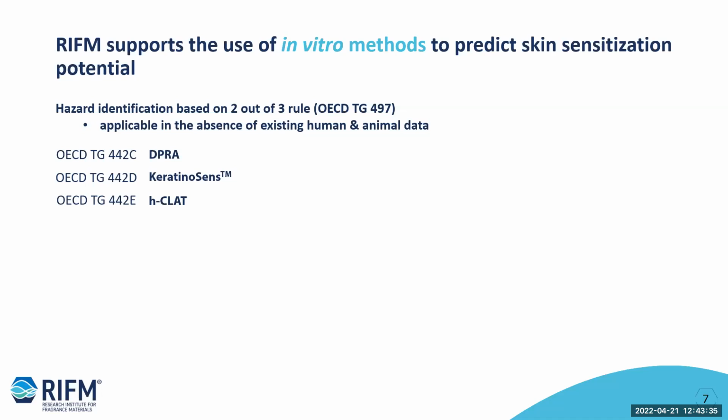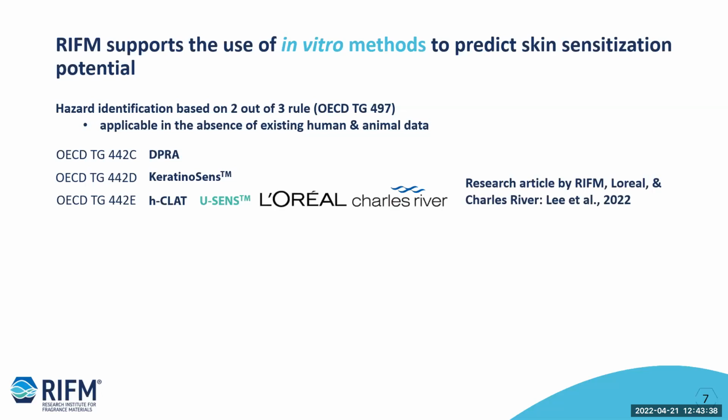We recently evaluated U-SENS data on 67 fragrance materials and found that this assay performs very similarly to h-CLAT, and that we could use U-SENS in place of h-CLAT in hazard identification, applying the 2 out of 3 rule. So we use the available data that I've mentioned so far to decide whether a material is a sensitizer or not. If the material is identified as a sensitizer, we face another challenge because we need to figure out what the safe use levels are for those sensitizers, which depends on the potency of that material.